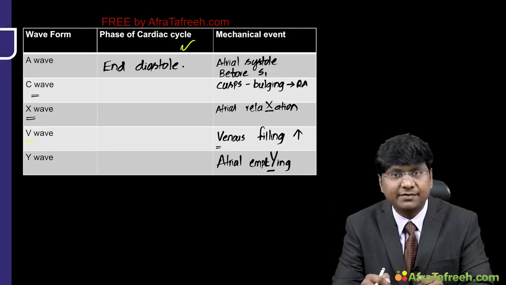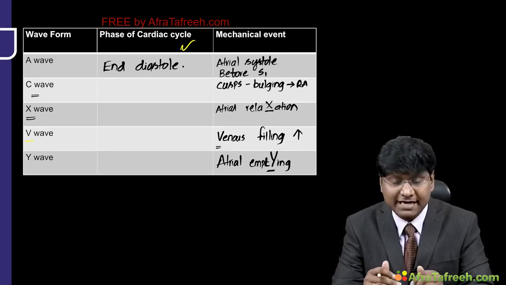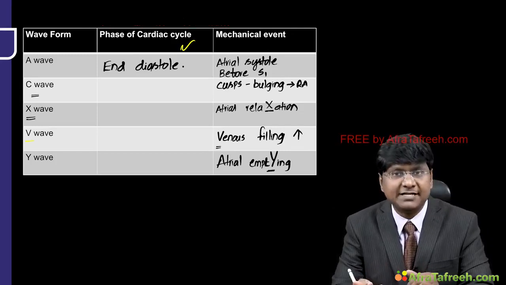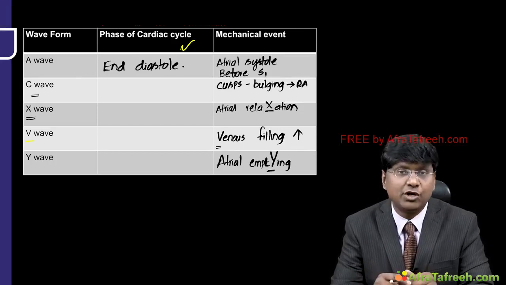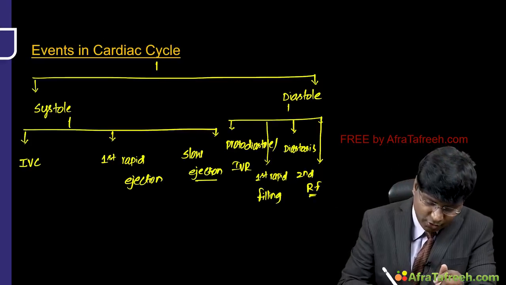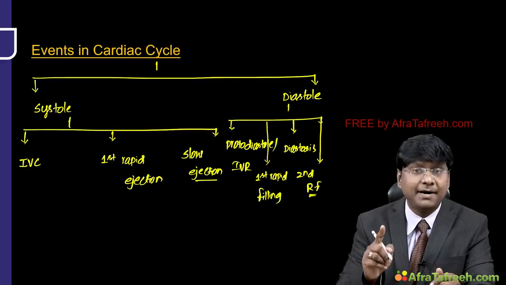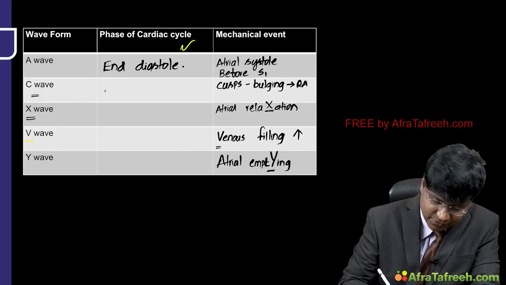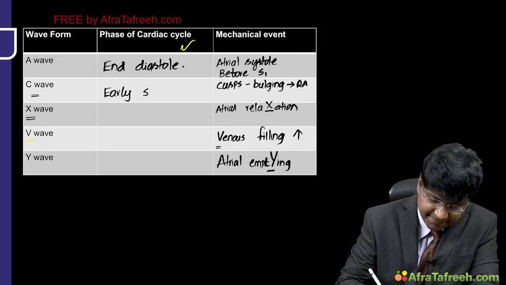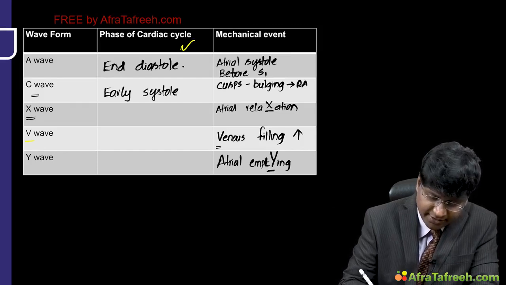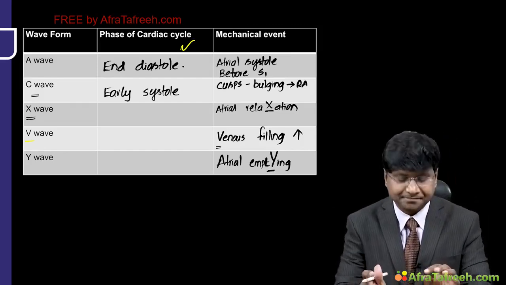And C wave is due to bulging of the cusp. When is the cusp bulging? That is during isovolumetric contraction phase. And isovolumetric contraction is what? The isovolumetric contraction is the early part of the systole. So C wave is due to, or during, the early systole.